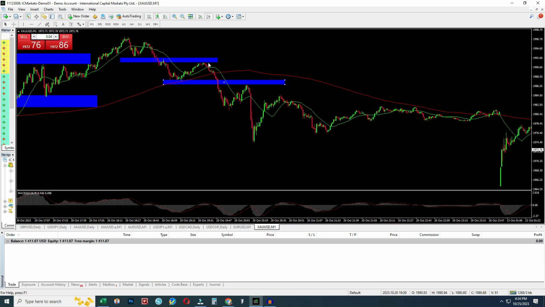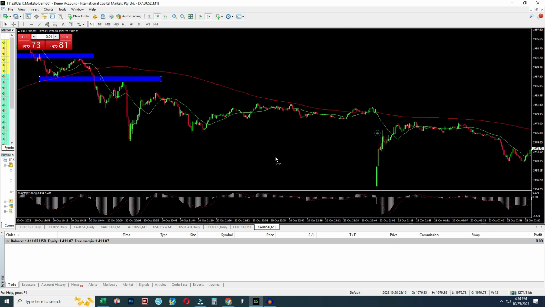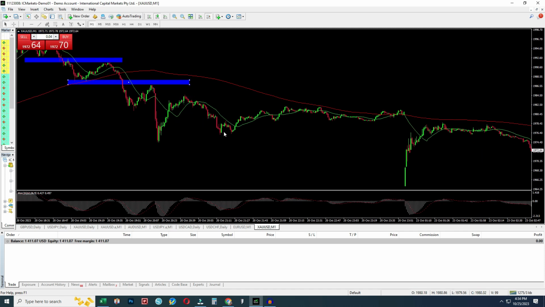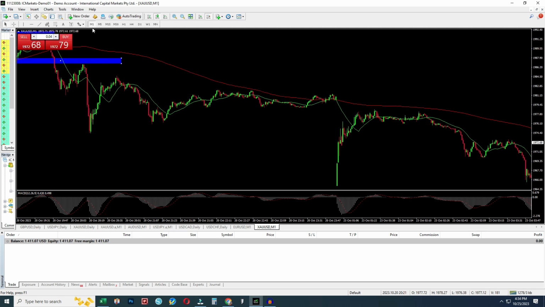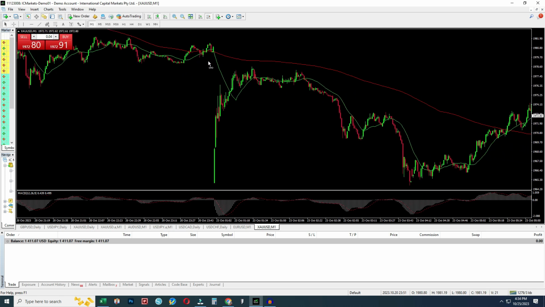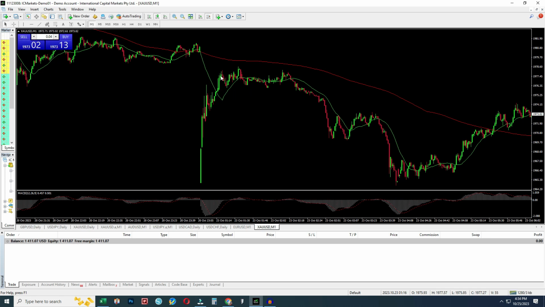So if you sell from here, this resistance, then your position is a winning position. So it keeps on falling down. Before it snaps back to the 200 moving average, you should be able to close your position. So in one minute chart, you should be able to open many positions in just one day. See, it snaps back to 200, then you try to sell, open a sell position.